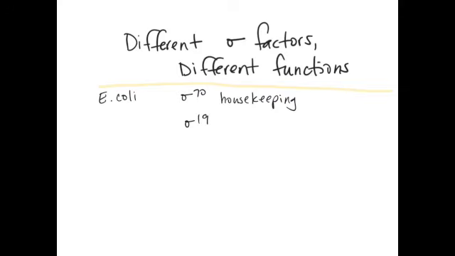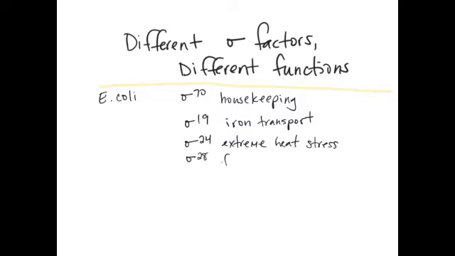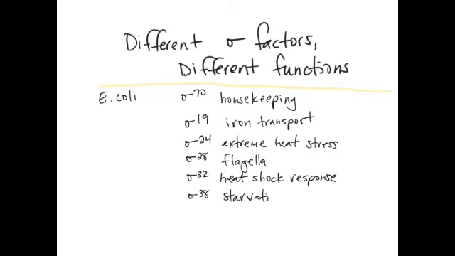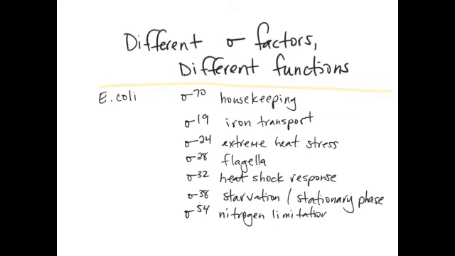Sigma 19 is involved in iron transport into the E. coli cell. Sigma 24 regulates genes that are necessary for responses to extreme heat stress. Sigma 28 regulates the genes involved in flagellar motility. Sigma 32 is another heat shock sigma factor. Sigma 38 is active in transcribing genes when cells are in a starvation mode, and it's important in cells that are in the stationary phase of a bacterial growth curve. And the final E. coli sigma factor is sigma factor 54, which is activated during times of nitrogen limitation.